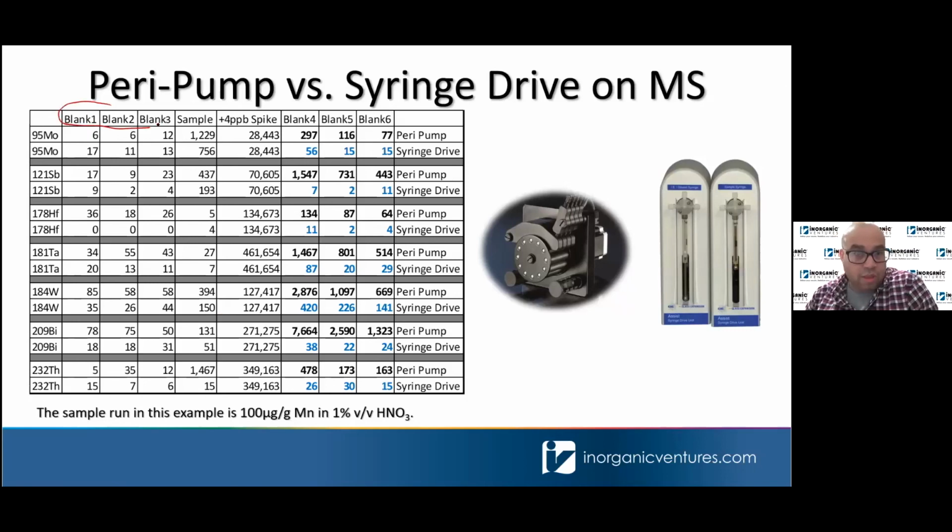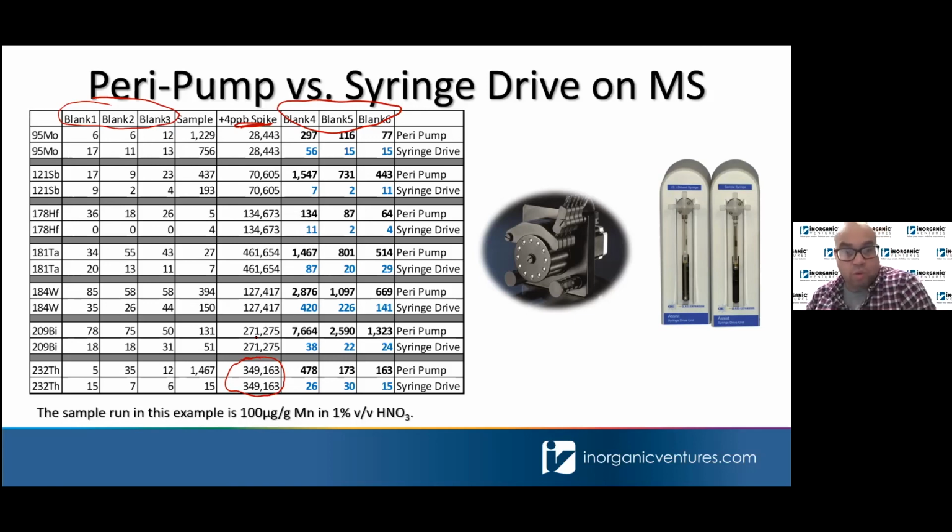So these numbers, you can see that we've got 2 runs for each mass, one with a peristaltic pump, one with the syringe drive. The numbers have been normalized through the spike values. So you can see just from the numbers from a high level that we have a lot more washout issues associated with the peristaltic pump method than we do with the syringe drive.